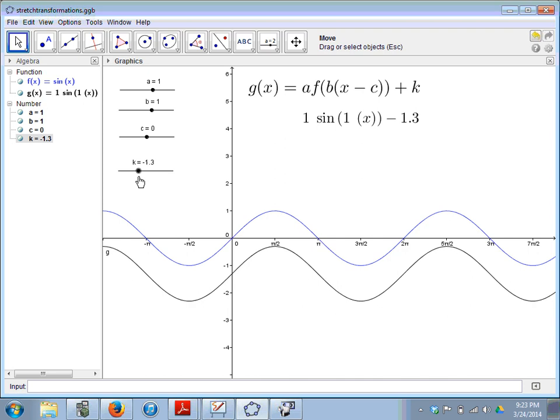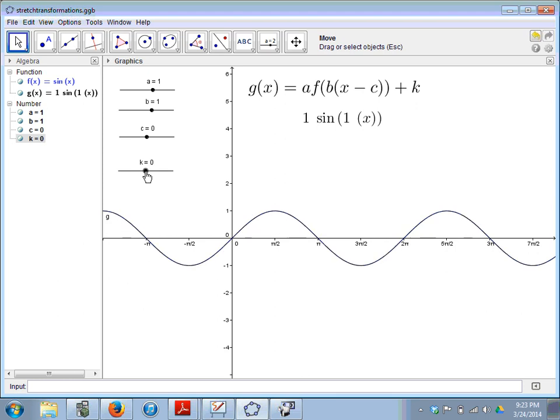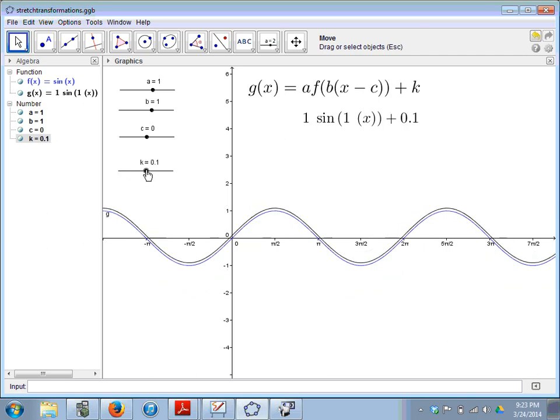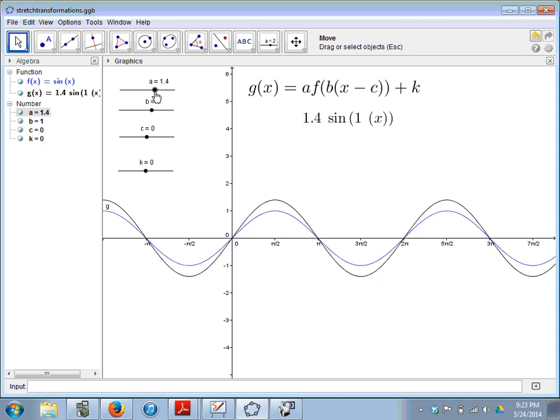But notice it retains the shape. The amplitude stays the same. This is called a static transformation. It retains the shape of the graph, just moves the location. So these are the type of transformations we're talking about now. We have values of K which move the graph up or down, or we're going to have values of A that are going to change the amplitude of the graph.